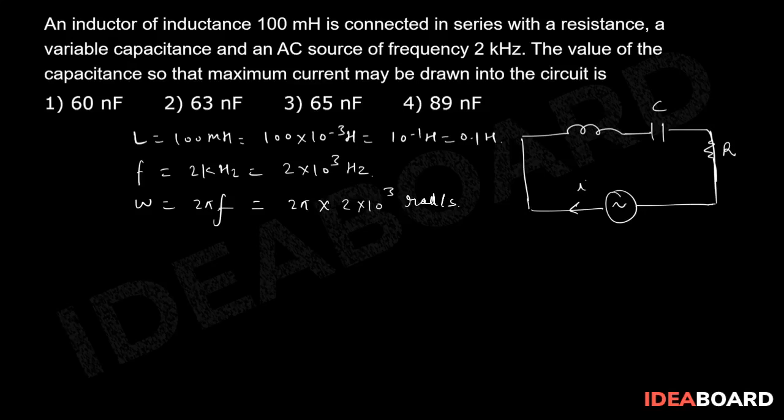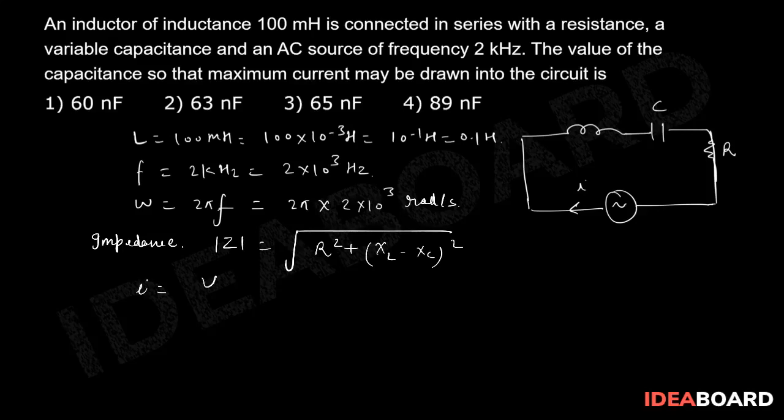Now they are talking about the current. So for current we need to write impedance. So the impedance of this circuit, mod Z, will be under root of R square plus XL minus XC whole square. This is the formula. Now if you talk about the current, it is V upon mod Z, that means V upon under root of R square plus XL minus XC whole square.